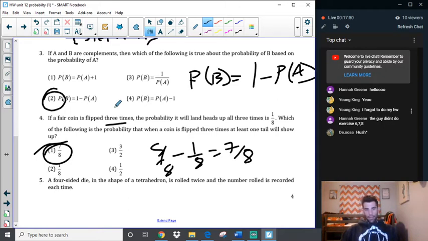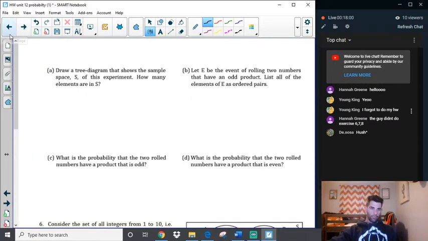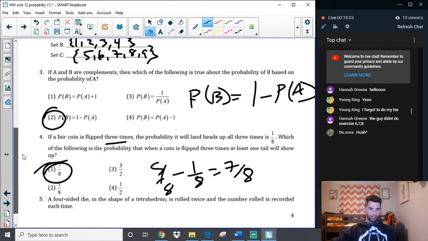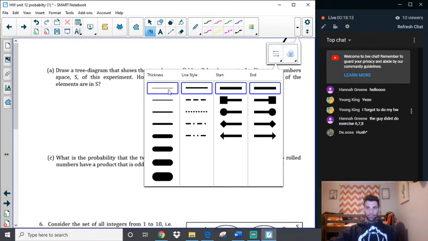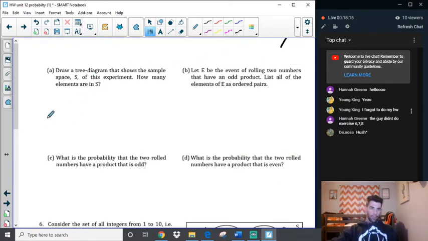A 4-sided die in the shape of a tetrahedron is rolled twice, and the number rolled is recorded each time. Okay, so then draw a tree diagram to show the sample space. So if we want to show that sample space, okay, tree diagram, well, we roll it the first roll. What could we get? We could get a 1, we can get a 2, we can get a 3, or you can get a 4.